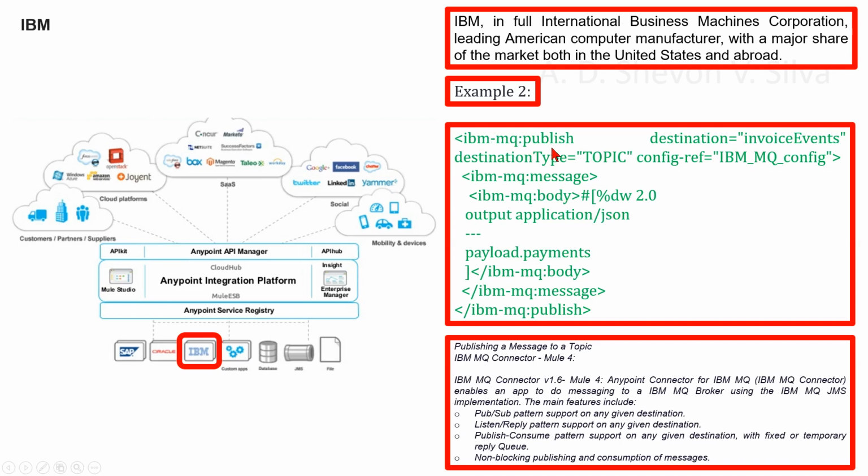The publish operation can also be used to publish a message to a given topic destination. All configurations of the operation and message are identical, but the destination type parameter has to be declared as a topic destination. For the same example seen before, if instead of sending the message to the queue, we want to publish it to the topic, here we will do this.